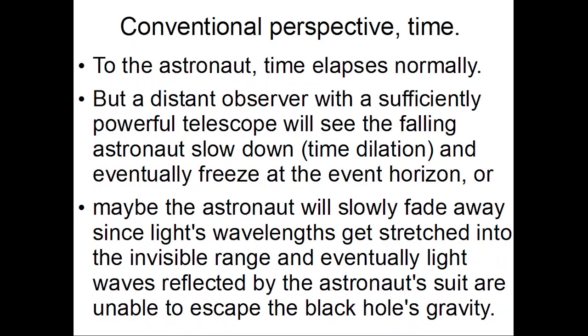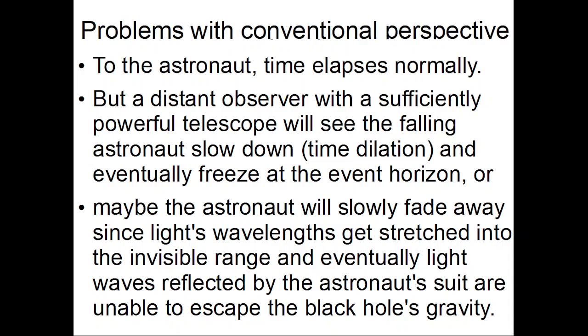To the astronaut, time elapses normally. His clock will take 60 minutes per hour. But a distant observer watching through a powerful telescope will see the astronaut's clock slow down. That's called time dilation, and eventually freeze at the event horizon. Or maybe the clock will seem to slowly fade away since light gets stretched into the invisible part of the spectrum. Either way, eventually light from the clock can't escape the black hole's gravity.